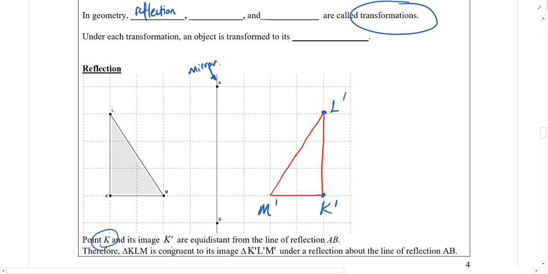Point K and its image. This is known as an image. They are equidistant from the line of reflection AB.